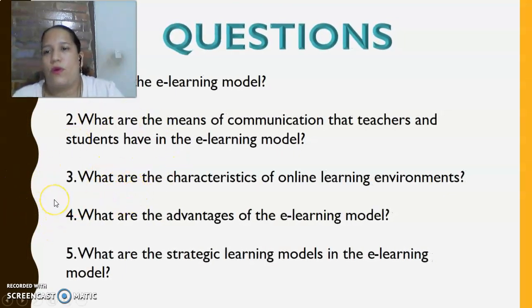Questions: What is the e-learning model? What are the means of communication that teacher and student have in the e-learning models? What are the characteristics of online learning environments? What are the advantages of the e-learning models? What are the strategic learning models in the e-learning models?